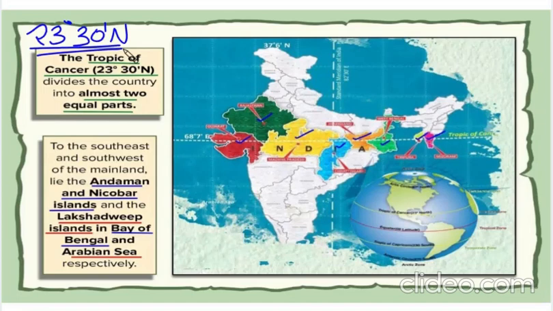Okay, and the southeast and southwest of the mainland of India lie the Andaman and Nicobar Islands and the Lakshadweep Islands, in the Bay of Bengal and Arabian Sea, respectively. So southeast, southwest of the mainland, what do we have? We have Andaman and Nicobar, we have Lakshadweep, in the Bay of Bengal and the Arabian Sea.